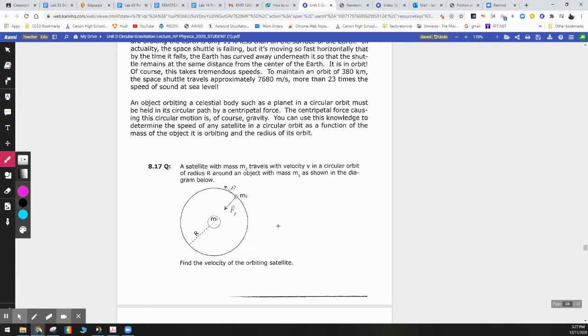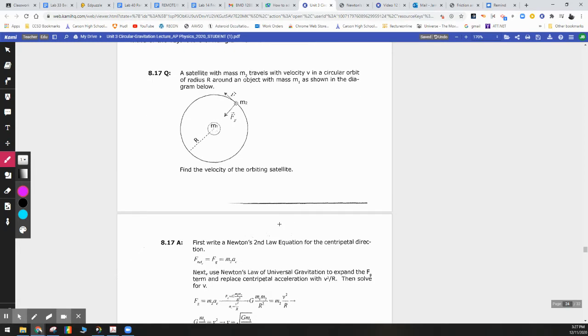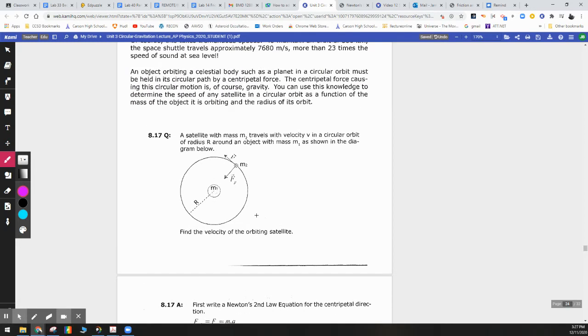All right, so here's another problem. Here's 8.17. Here's the solution, but I'm going to show you how we would do this. Here's mass 2 and here's mass 1, and this is giving us the orbital radius. Of course, the force of gravity is acting this way, so the force of gravity is providing the centripetal force.